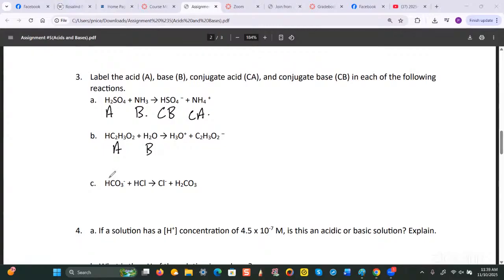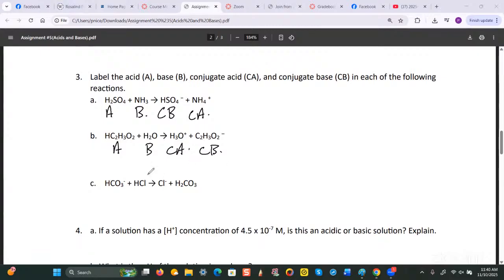Of the two on the right side, which would be the conjugate base of the acid that's on the left? C2H3O2 minus. Exactly. So this would be the conjugate base, which means that by default, we can say that this would be the conjugate acid. All right.